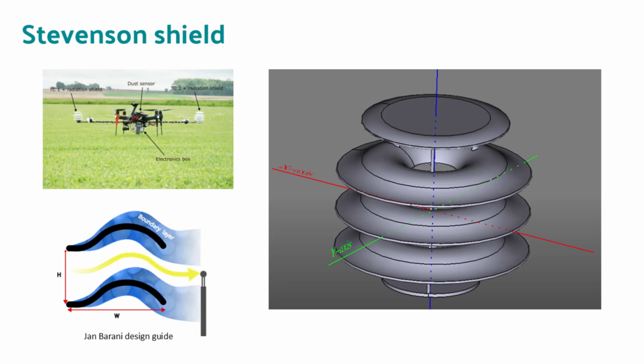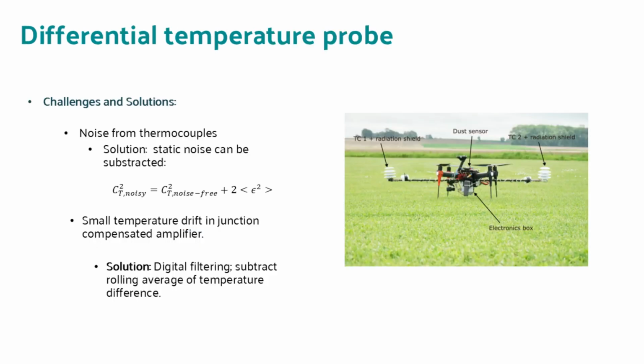To solve this, we developed a custom Stevenson shield based on the Jan Barani design guide, and the goal was to create a shield that was both as compact and well ventilated as possible while still being lightweight and mountable on the drone. These are the two large white enclosures you can see mounted on the stick in the drone setup. We encountered several other challenges during testing.